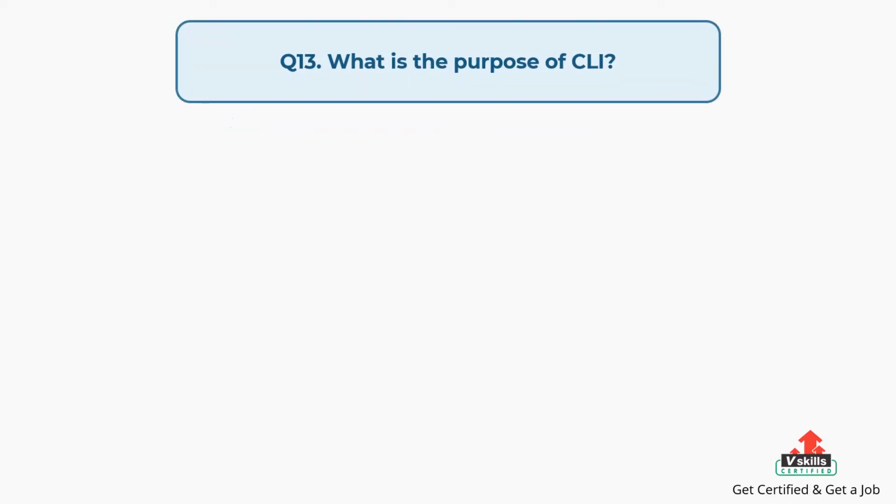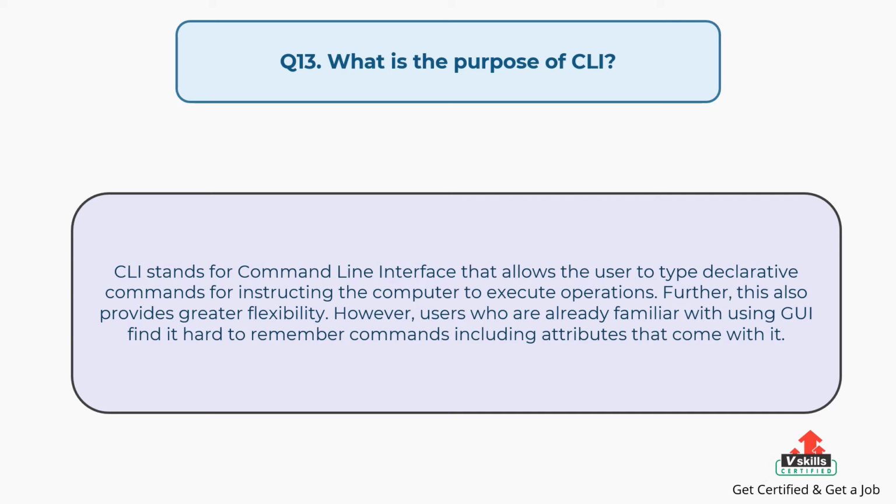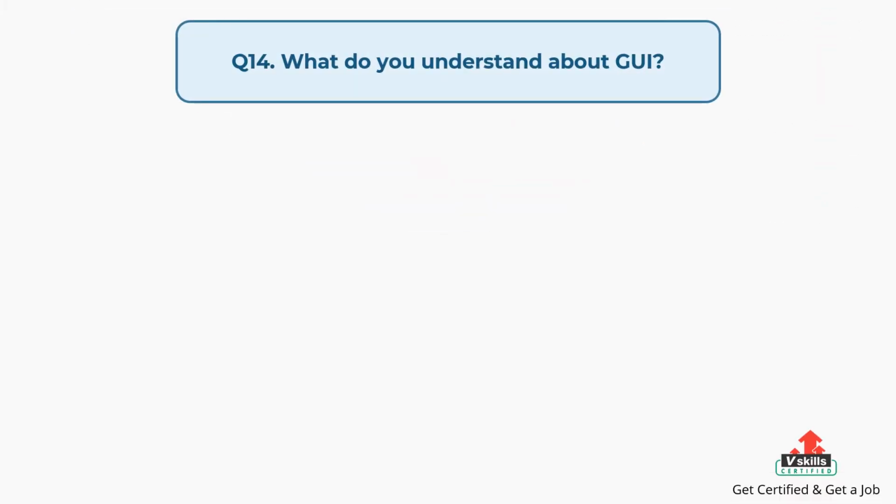Question number 13. What is the purpose of CLI? The answer is CLI stands for Command Line Interface that allows the user to type declarative commands for instructing the computer to execute operations. Further, this also provides greater flexibility. However, users who are already familiar with using GUI find it hard to remember commands including attributes that come with it.